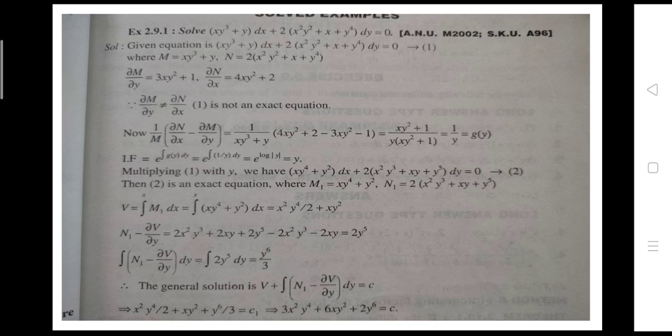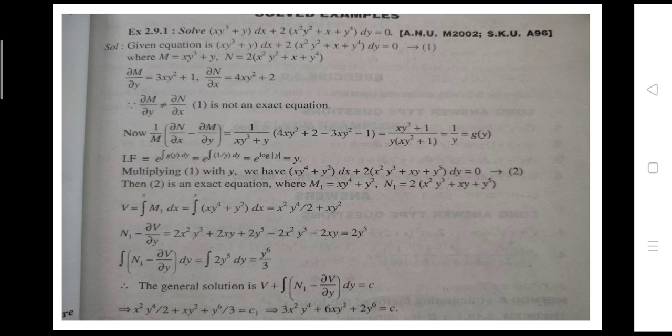And ∂v/∂y means differentiate v with respect to y. That is, N1 minus ∂v/∂y is equal to 2x²y³ + 2xy + 2y⁵ − 2x²y³ − 2xy, which equals 2. Simplifying this value, we have only 2y⁵.